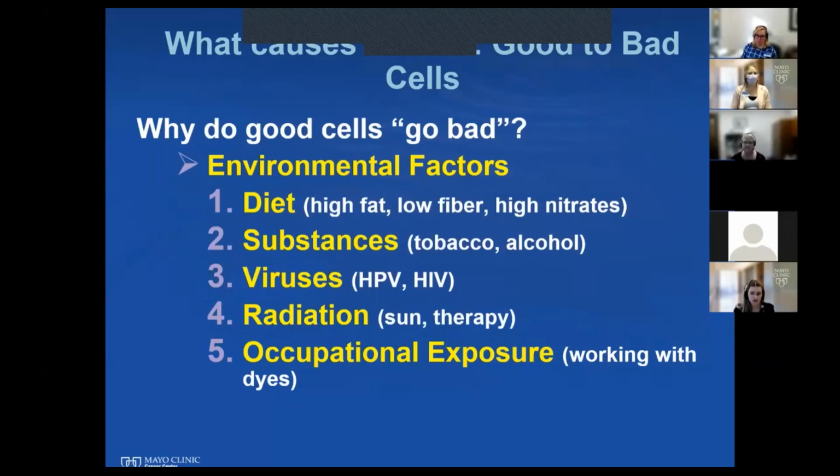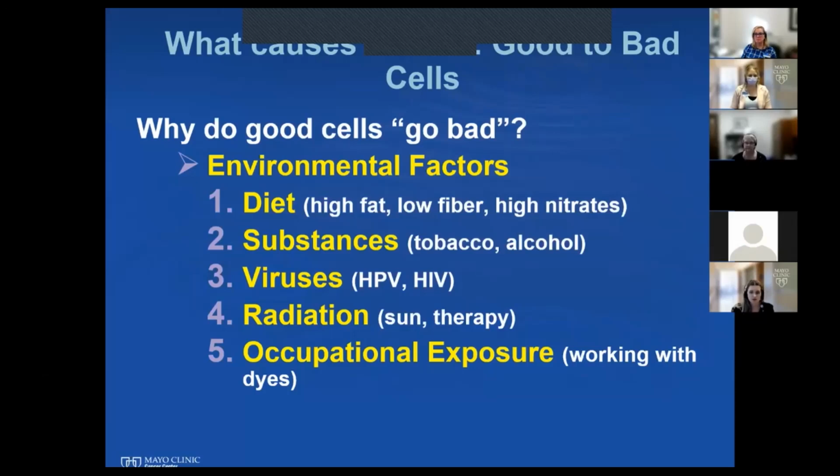Substances can also have an effect on our cells. So epidemiologic research shows that people who use both alcohol and tobacco have a much greater risk of developing cancers of the oral cavity, pharynx, larynx, and esophagus compared to people who use either alcohol or tobacco alone. In fact, for oral and pharyngeal cancers, the risks associated with using both alcohol and tobacco are multiplicative, meaning they are greater than would be expected from adding the individual risks associated with alcohol and tobacco together.